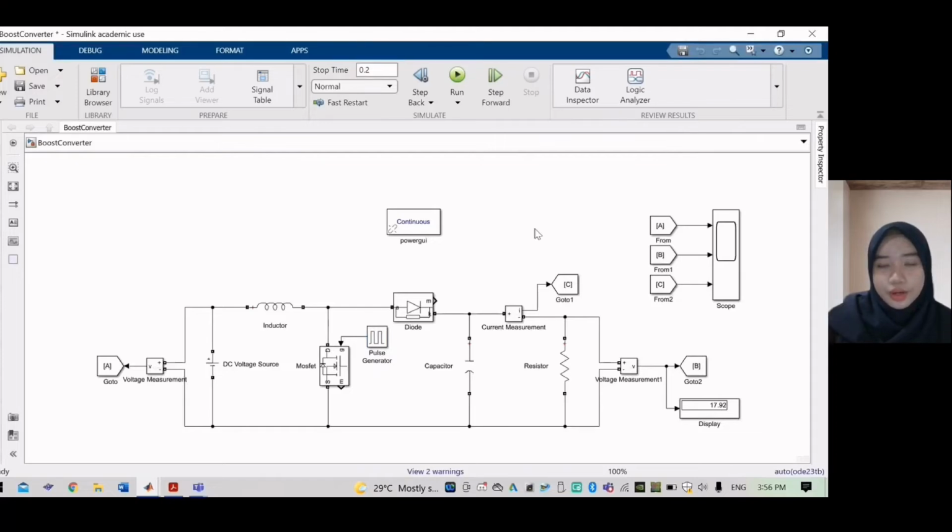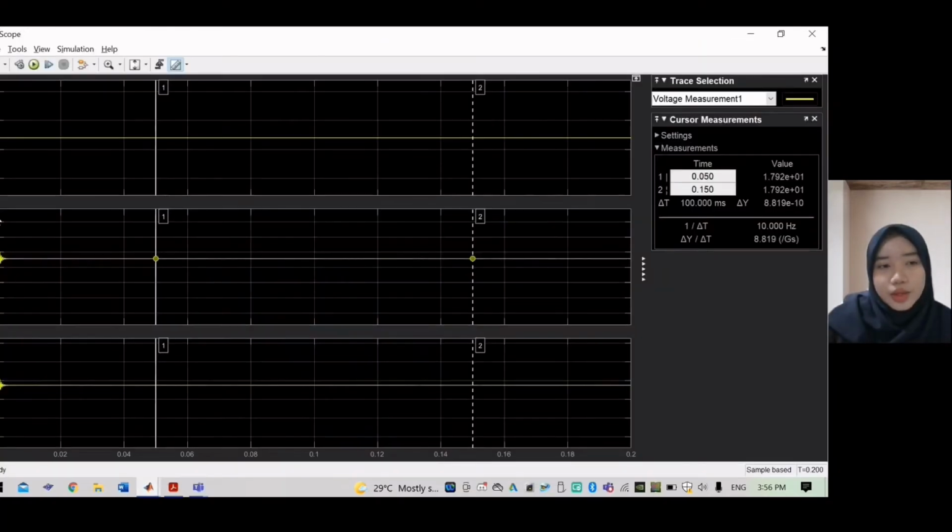Next, when we click run, we get the output voltage which is 17.92 volt. We're supposed to get 18 volt, but 17.92 volt is close to the 18 volt. Next, the output voltage response. So this is the graph for the output voltage. And from the measurement, we can know that we get 17.92 volt for the output voltage.